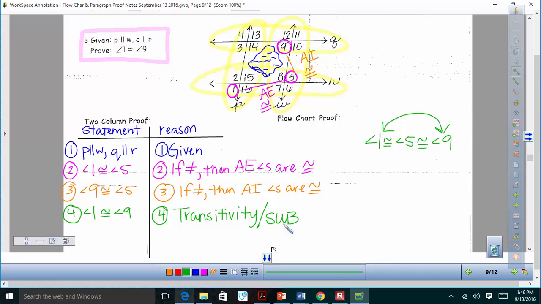Yes, Amelia? When you write the angles on your statement, which angle comes first? It does not matter which angle comes first. You could do angle 9 is congruent to 5 or angle 5 is congruent to angle 9. It doesn't matter which one. Good question. Okay? All right.